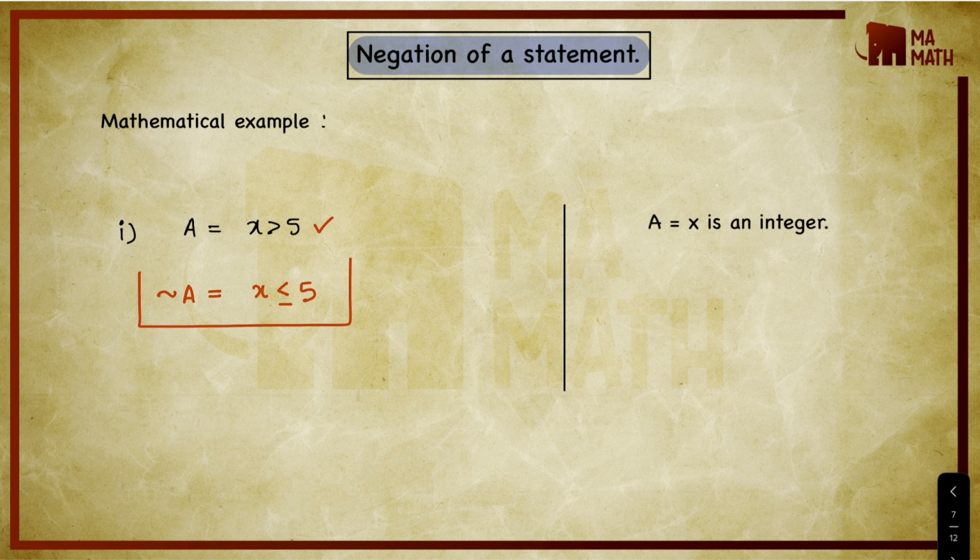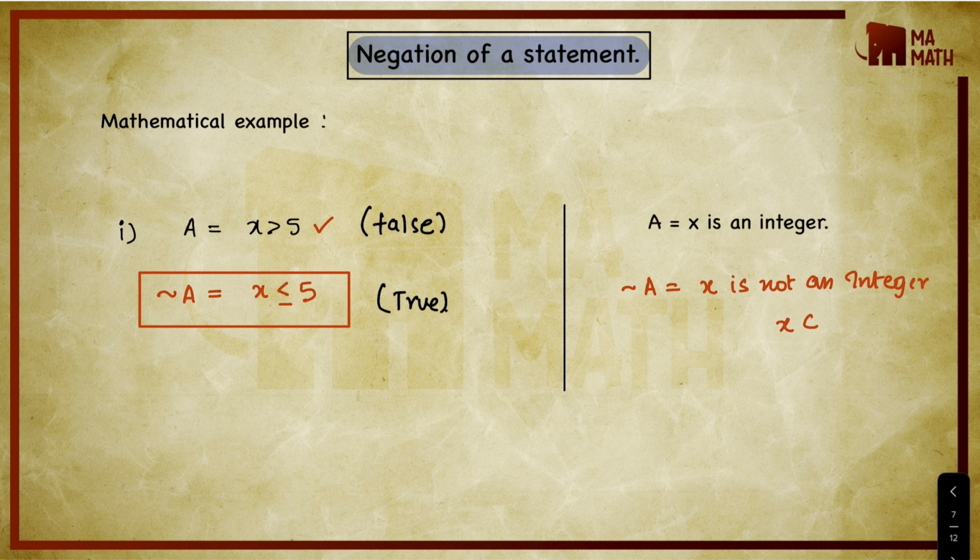Now this will be the negation. When we are trying to find the answer, let's say if this is a false statement, then this statement will be true. Let's see one more example. Here we have a statement A which is x is an integer. So the negation of A will be x is not an integer, or in mathematical notation, x does not belong to integers. If this statement was actually true, then this statement will be false.